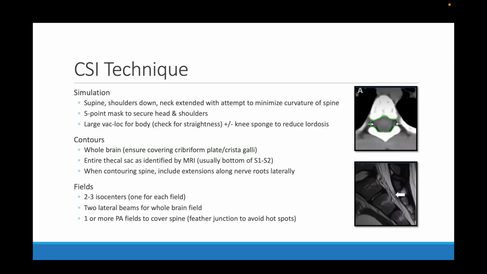So to try and achieve all of that, we ask them to be supine, shoulders down, neck extended. We use a 5-point mask to secure their head and shoulders, and then a large vac lock for their body and check for straightness of the spine. And sometimes a knee sponge can help to reduce the lordosis of the patient, or that lumbar curvature. And we try to keep these patients in this position, for the reasons that I mentioned.